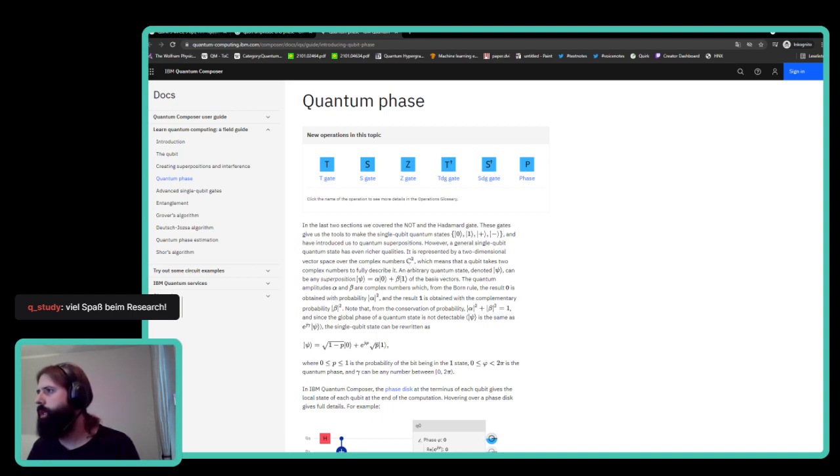So it is a two-dimensional vector space. That means a qubit takes two complex numbers to fully describe it. So this, right? Complex numbers.